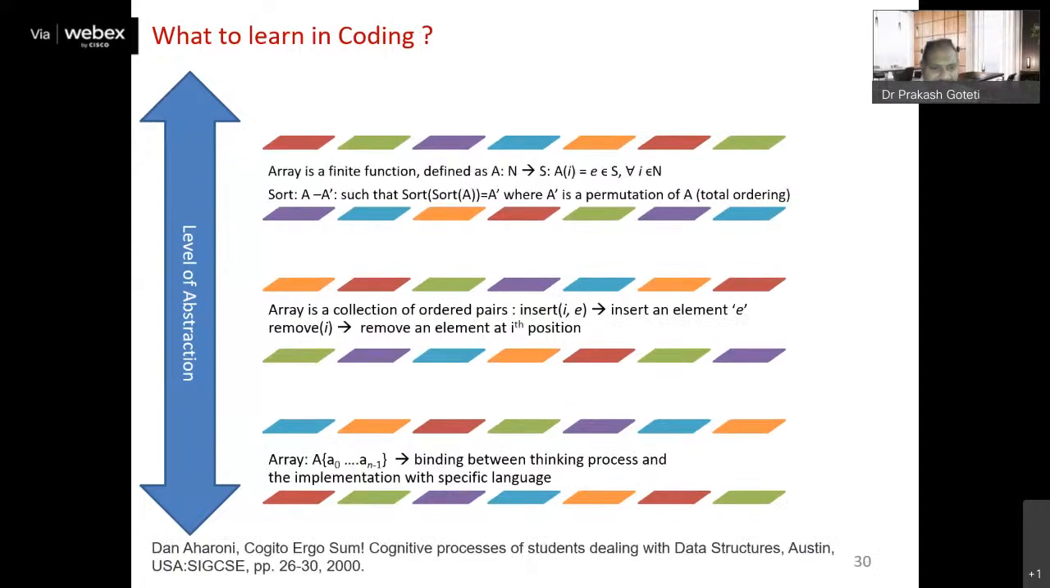This is a classic paper published in 2000 on the cognitive process of students dealing with data structures. You look at three ways of thinking. One is that if you take a simple array, in my language, the array index is 0. But the best way to understand is that an array has a list of elements with subscripts. That's how we need to look at this programming language oriented thinking.